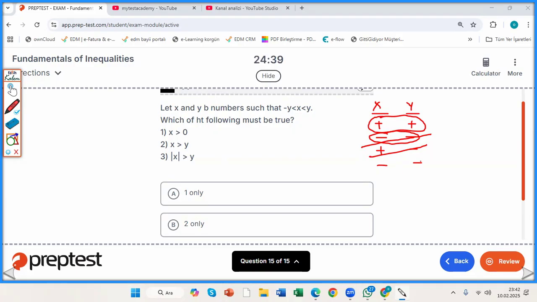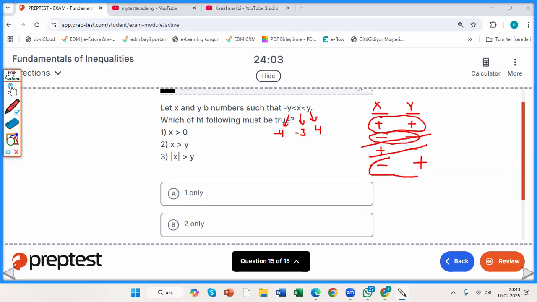That time x is negative and y is positive. Let's check it. Assume that this is 4 and assume that this is 3. No. Assume that this is, for instance, minus 3, and here is minus 4 for y. Is it possible? Yes, it is possible.